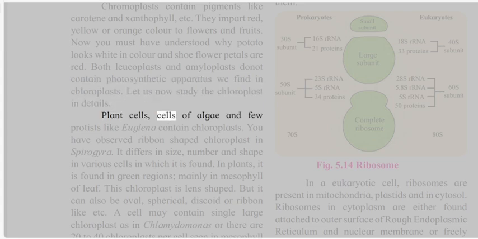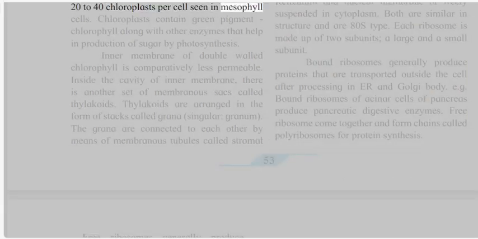Plant cells, cells of algae and a few protists like Euglena contain chloroplasts. You have observed the ribbon-shaped chloroplast in Spirogyra. It differs in size, number and shape in various cells in which it is found. In plants, it is found in green regions, mainly in the mesophyll of the leaf. This chloroplast is lens-shaped, but it can also be oval, spherical, discoid or ribbon-like etc. A cell may contain a single large chloroplast as in Chlamydomonas or there are 20 to 40 chloroplasts per cell seen in mesophyll cells.